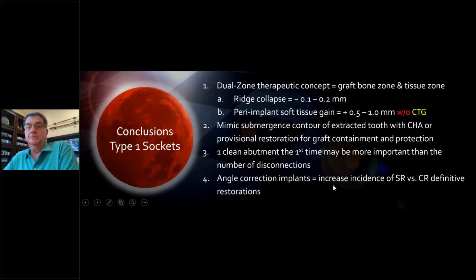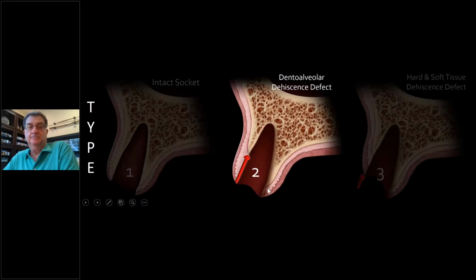Angle correction implants increase the incidence of screw-retained versus cement-retained definitive restoration. So that's something different. That's a different type of implant, which I'm not going to cover today. Now, what you look at here, this is type 2. Let's spend a little time on type 2 and type 3. I just want to give you a little smattering of thinking to show you where we are with this as we go to the second part of this presentation.